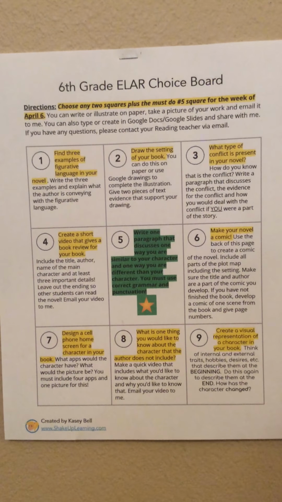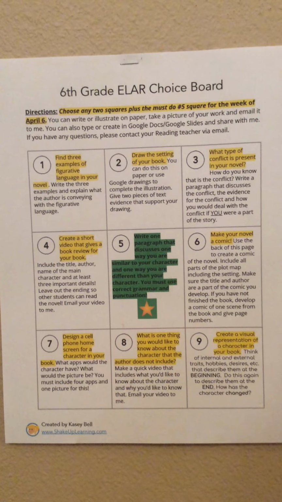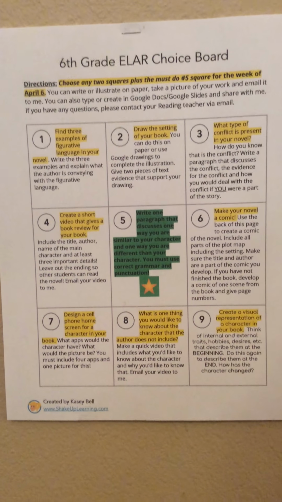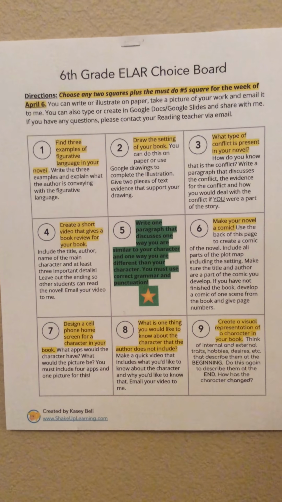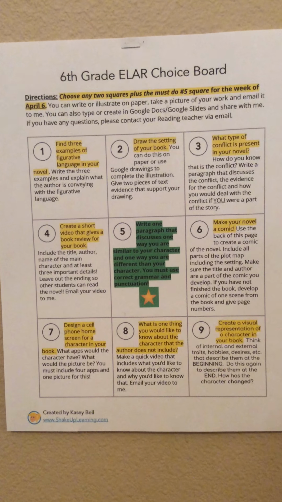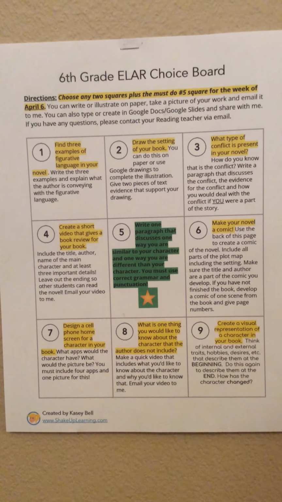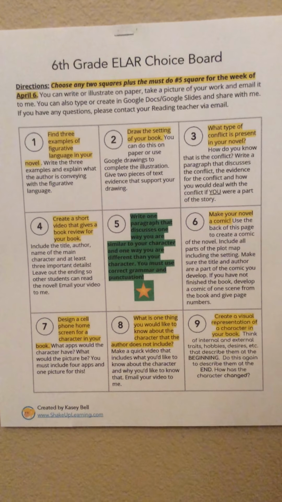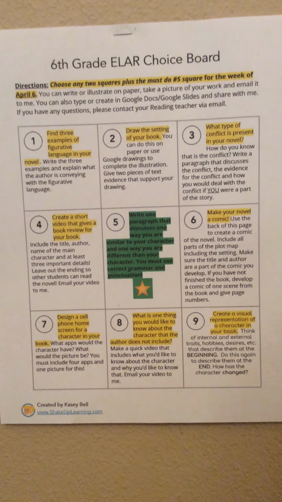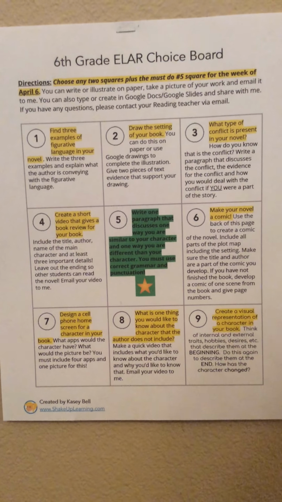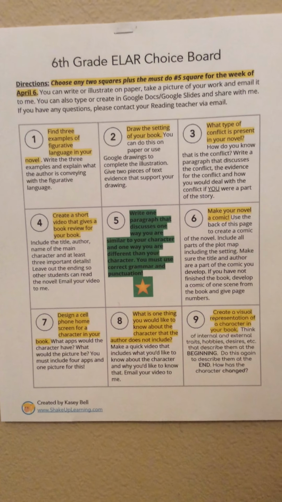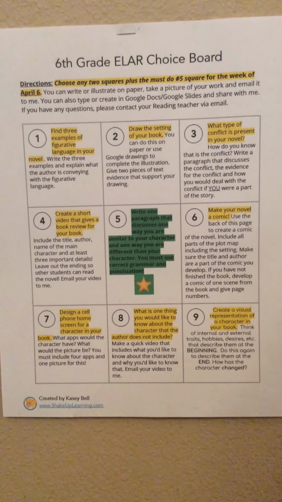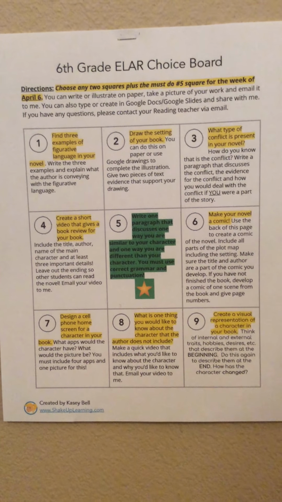Okay. Number 2, draw the setting of your book. What is the setting? You guys know what setting is. You can do this on paper or use Google Drawings to complete the illustration and give 2 pieces of text evidence that support your drawing. So whatever picture that you decide to draw, if you choose number 2, make sure that you can use text evidence from your novel. And if you want to quote direct sentences from your novel, you may do that. Just make sure that you use quotation marks.